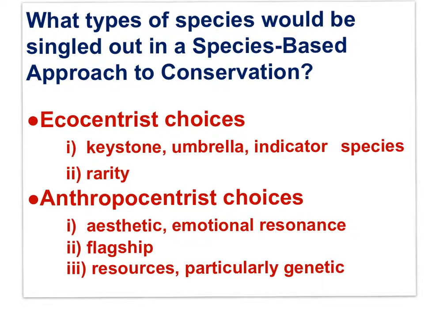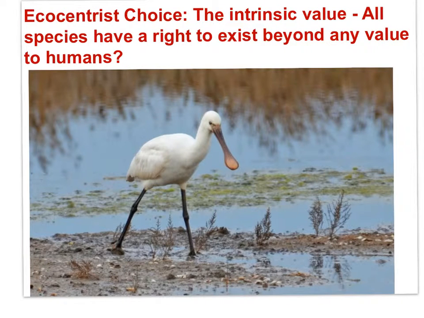Our environmental values might guide us in singling out species in the species-based approach to conservation. Ecocentrist choices might include the keystone species, umbrella species, indicator species, or species that are rare, while anthropocentrist choices might be the aesthetic species with emotional resonance, flagship species, and species that provide resources, particularly genetic resources. Ecocentrist choices might include any species, certainly any threatened species, because of the philosophical idea that all species have a right to exist beyond any value to humans.